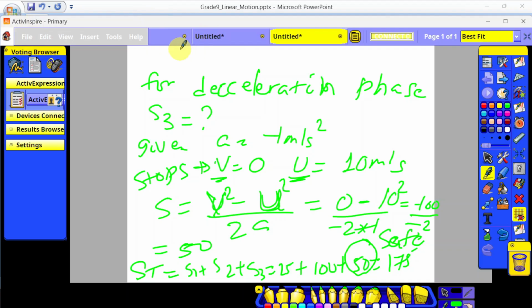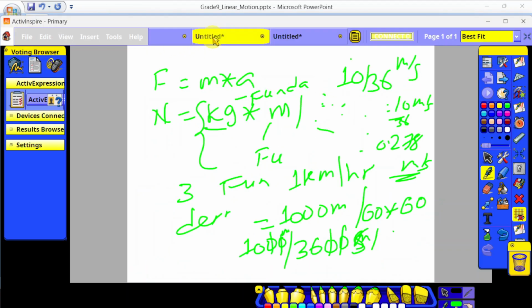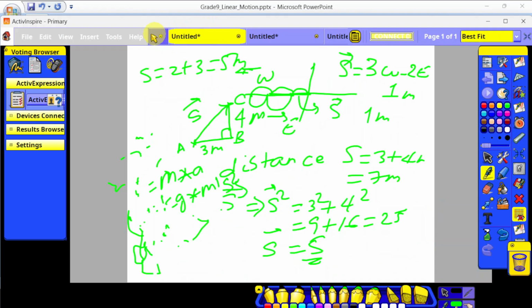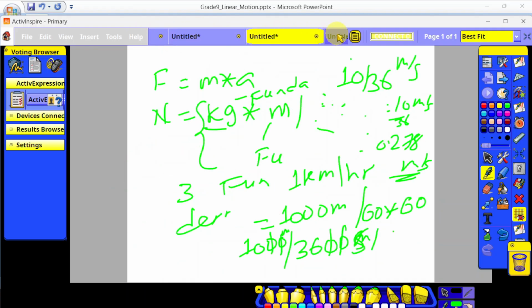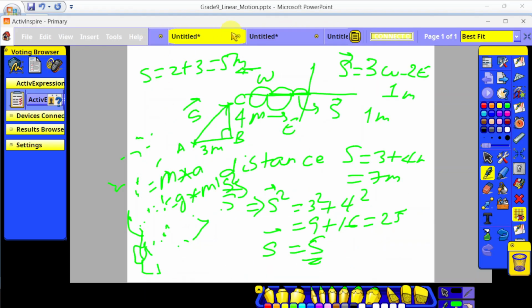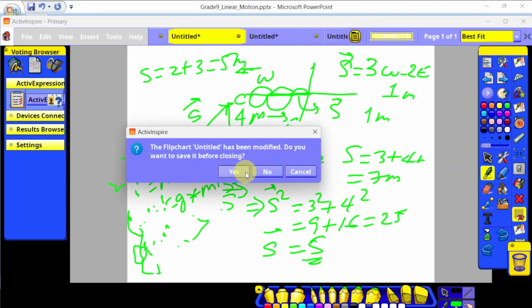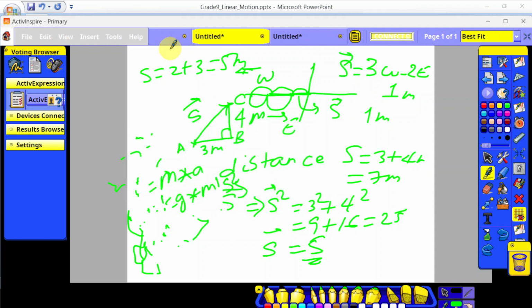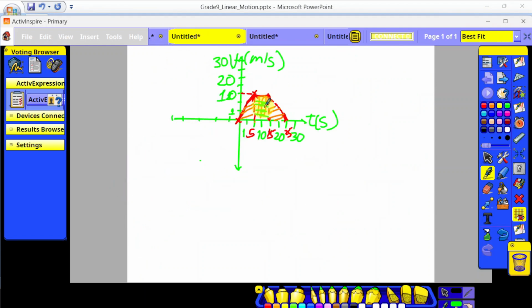The other one is the graphical representation of this problem. This is a graphical representation of the motion. This is the velocity in the y-axis direction, and this is time on the x direction.